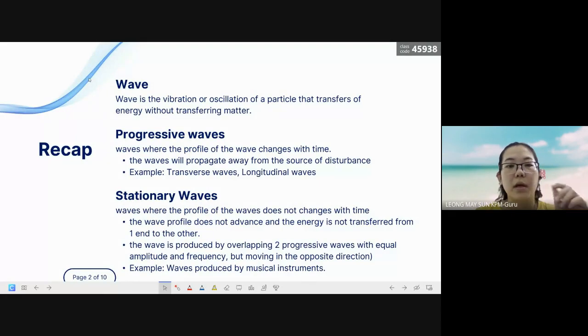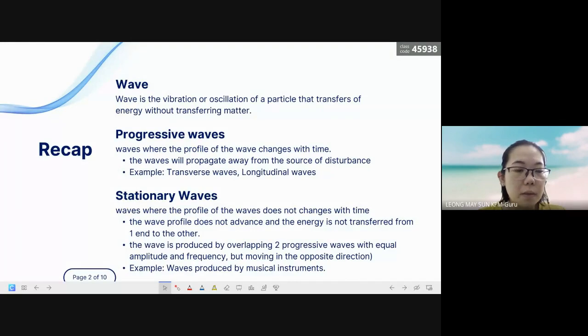Okay, so it transfers energy without transferring matter. It could be any energy: light energy, sound energy, water energy, sound wave and all that. The energy could be kinetic and all kinds of different types of energy, but the most important thing is that the matter will not move, which means that the particle does not move.